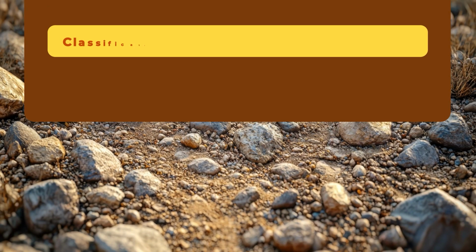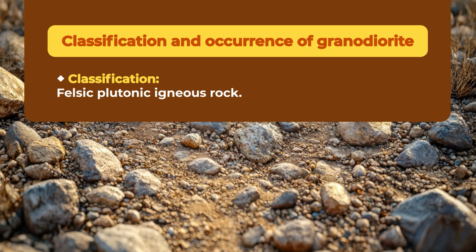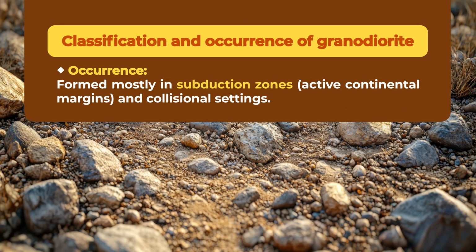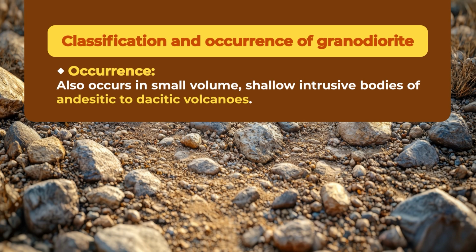As already mentioned, this is a felsic plutonic igneous rock. Granodiorite is an intrusive rock. Intrusive means they are formed at deeper depths in the crust. Formed mostly in subduction zones in active continental margins and in collisional settings. Subduction zones are where one plate goes down beneath the other plate, and collisional settings are those where two plates collide. Also, they are known to form in small volume and shallow intrusive bodies, and andesitic to dacitic volcanoes are found associated with the granodiorites.